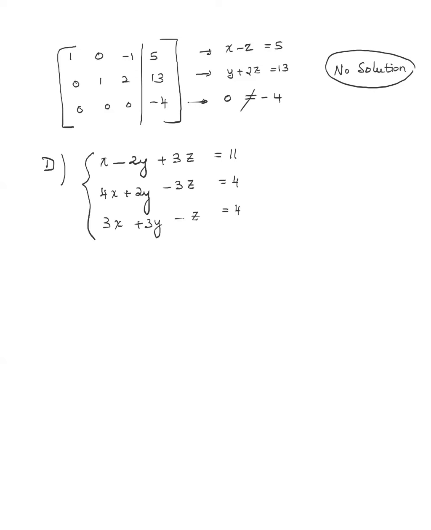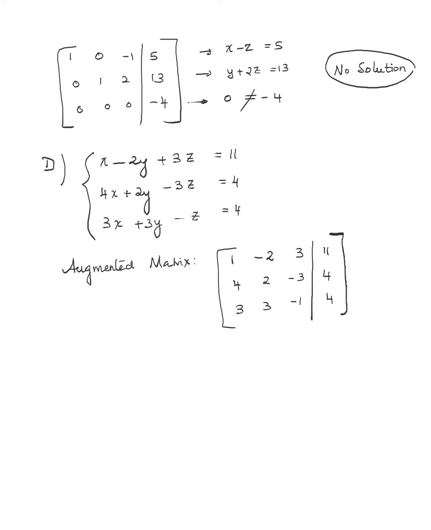So this is the given system of equations. Let's first write the augmented matrix, without variables. Again, we have to make this into reduced row echelon form, that is 1 0 0, 0 1 0. First thing, we already have 1, so we don't have to worry about that.